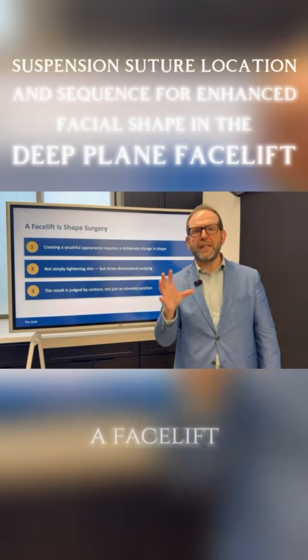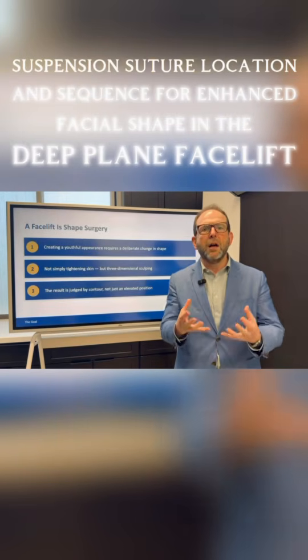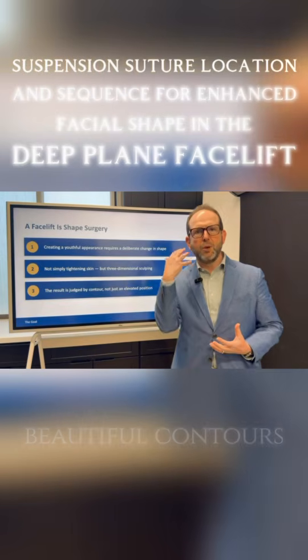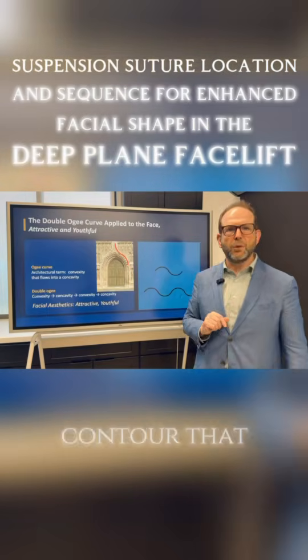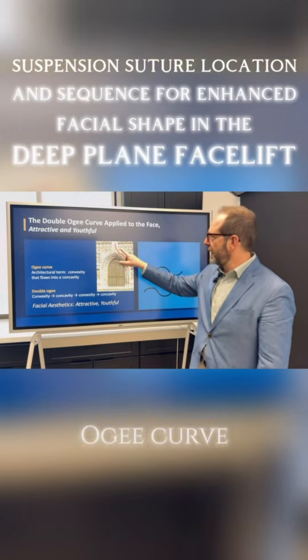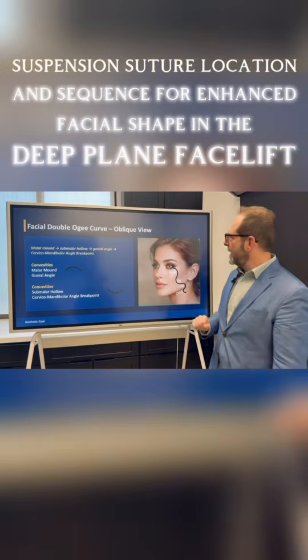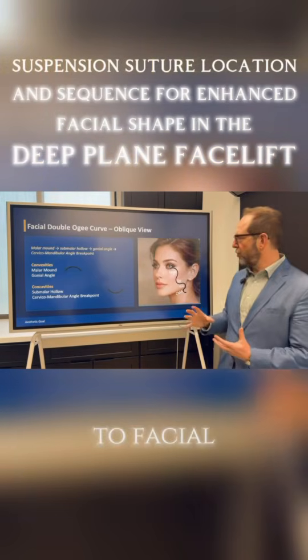So of course, a facelift is not just about lifting, it's about creating shape, and shape in particular is best appreciated when we have beautiful contours in the face. What's the contour that we seek? We seek a double ogee curve. An ogee curve is where we have a convexity that meets a concavity. It's an architectural term. Now, how do we apply that to facial surface anatomy?